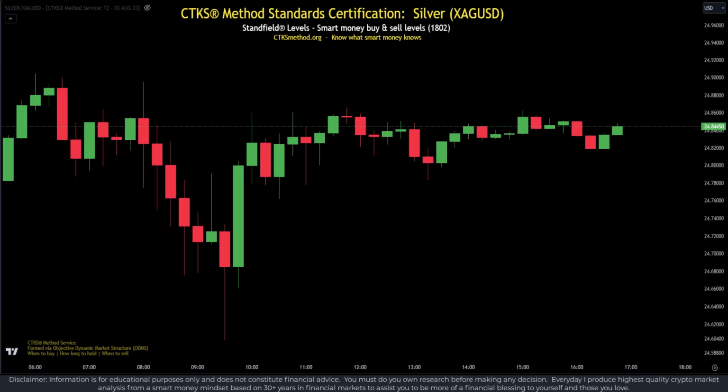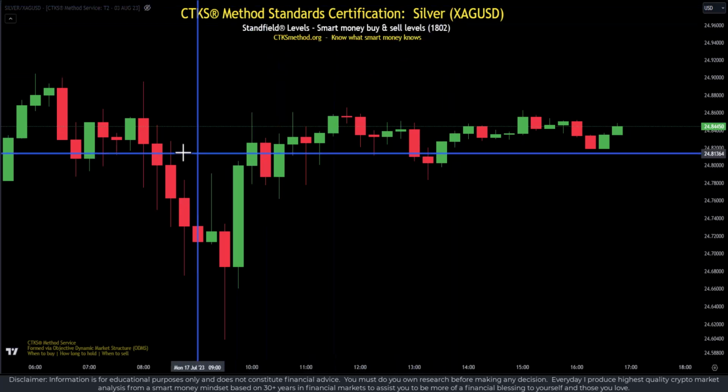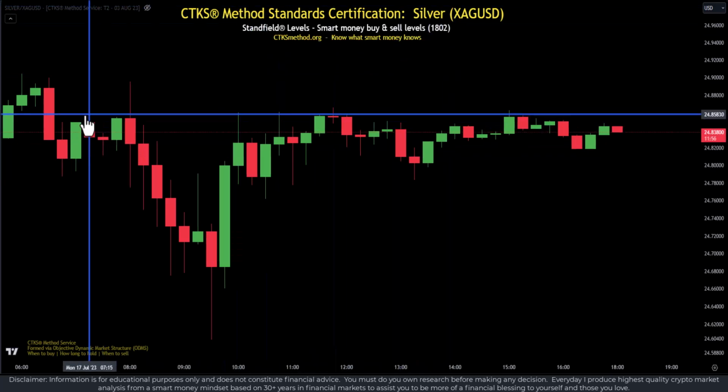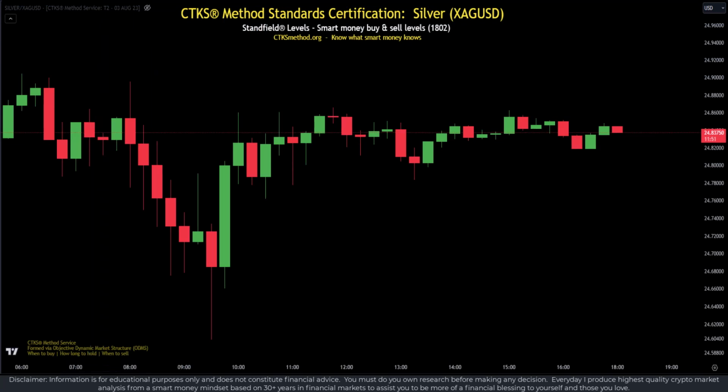The CTKS method applies to any price chart. Here we're looking at the price of silver since 1802. Where is smart money buying or selling? If you used recent indicative price and didn't mark up your chart since 1802, you would just suggest that the resistance is right here at 24.85. But is that correct? Since 1802, is that level the right level?